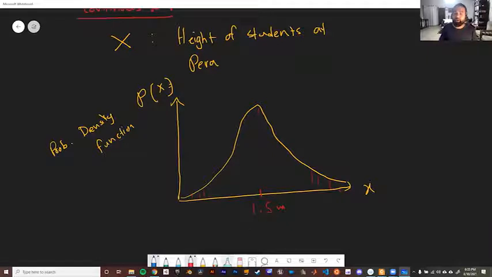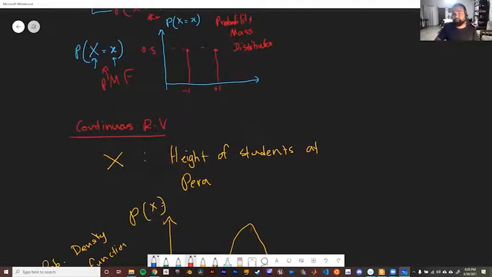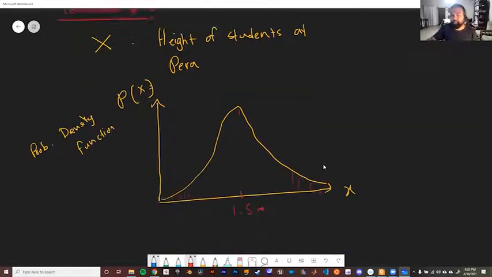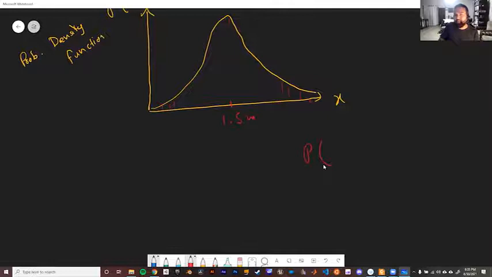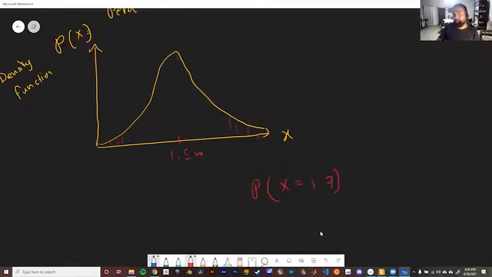Now in the discrete case, I can ask, what's the probability I get +1, and I can get the distribution like this, and I can say the probability is 0.5. Can I do the same here? Can I say, what's the probability that I will get 1.7? Most of you will think, okay, it's easy. You just have to find 1.7 here and then find the probability. Is that correct?